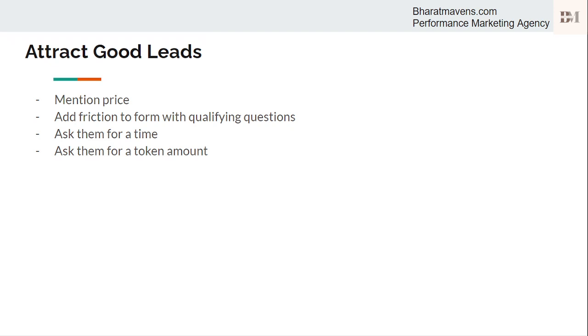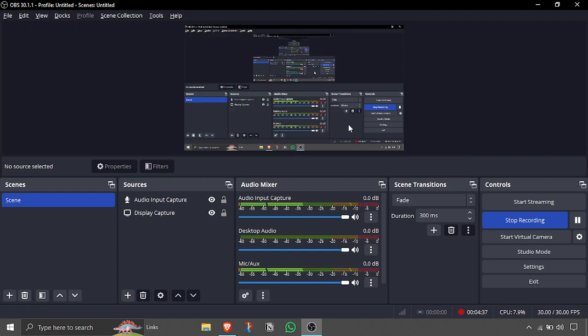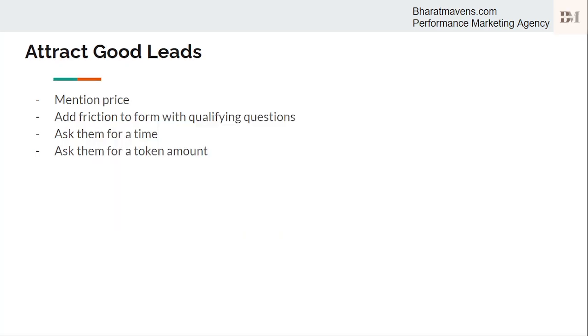Ask them for a time. Don't try to nudge them to book the call. Instead, ask them when you can call them. This actually works better because the customer feels valued, that they care about me and are asking me when they can call. Instead of calling them randomly and they don't pick up, they neglect us, they say call back later. If we give them a chance to tell us when to call, they have better response rates.